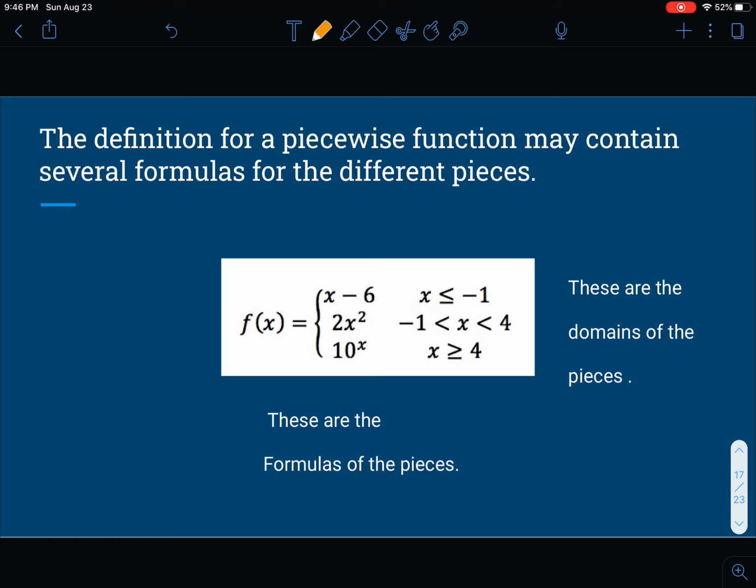Okay, so now we have the formulas of the pieces right here, and then we have the domain of the pieces right here. So we can see in this one, we have a linear piece, we have a quadratic piece, and we have an exponential piece. And these three functions we're going to use only at the indicated domain. So we're going to use part of a linear function, part of a quadratic, and part of an exponential.